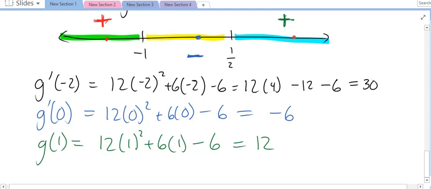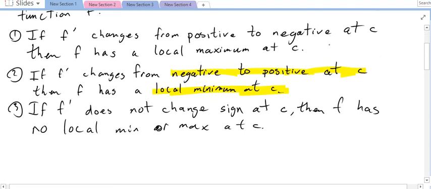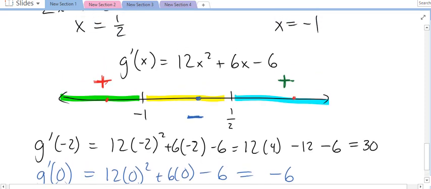So now, according to the first derivative test, if it changes from positive to negative at that point, then we're going to have a maximum. And if it does the opposite, we're going to have a minimum. So in this first one, we go from a positive here to a negative here. So that tells me negative 1 is going to be a local maximum. And then at 1/2, we go from negative to positive. So that tells me at 1/2, I am going to have a minimum value.